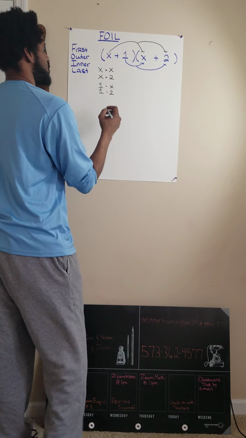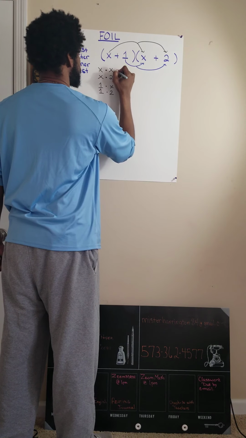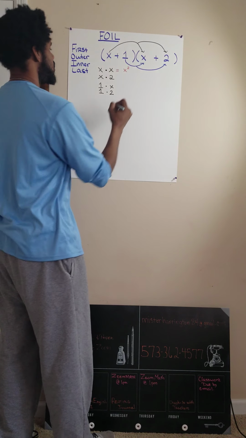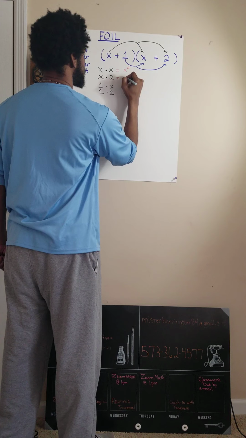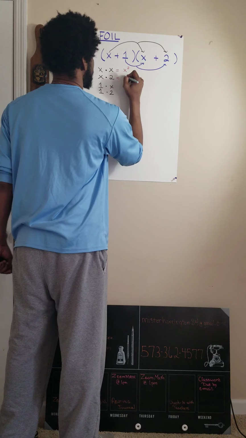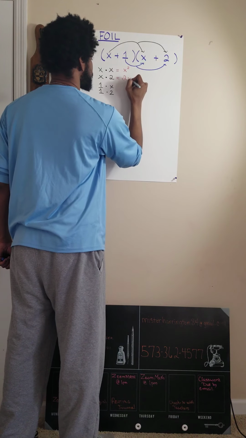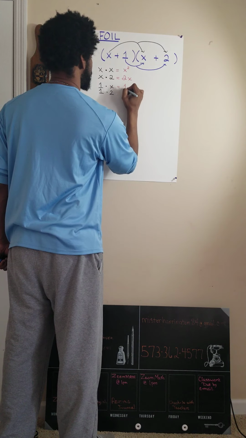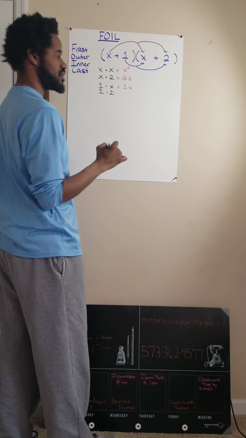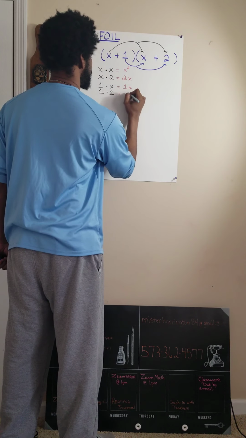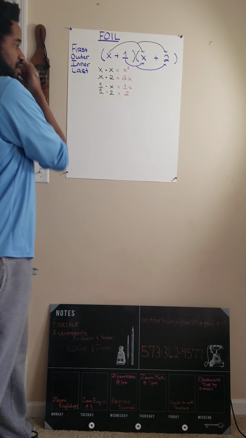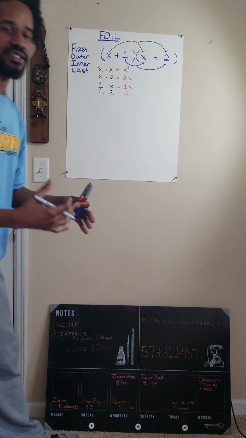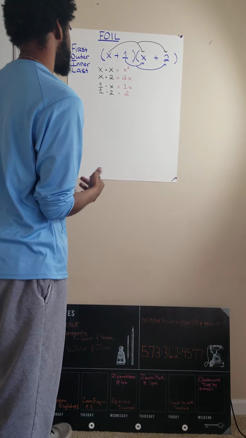Now let's put it together. x times x equals x squared. x times 2, you just put those two together, equals 2x. Same thing with 1 times x gives me 1x, and 1 times 2 gives me 2. Okay? So now I have the setup. I have all my pieces of the puzzle. Now let's try to put it together.